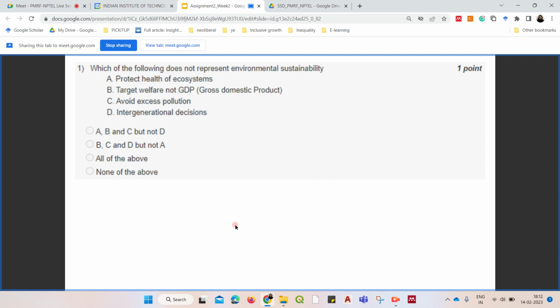And then you are given options about choosing some of A, B, C, D, or all of it or none of it. So one thing you need to keep in mind while solving these type of questions is how the question is phrased. Pay attention that it says which of the following does not represent. So don't confuse it as if it's asking which of the following represent. Pay attention to what the question is actually asking.